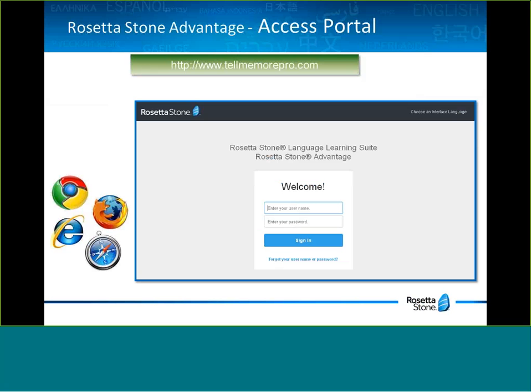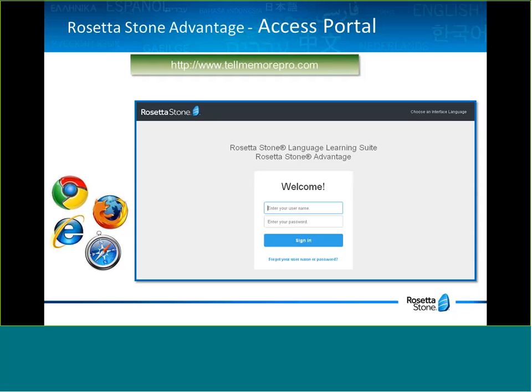When you were first registered with an account in Rosetta Stone Advantage, you received a registration confirmation email. This email contained information that you will want to review before starting the training with your new language. This website is accessible from any computer that has a high-speed internet connection and meets our system requirements. Your access portal looks like this screen here, and this is where you would enter your username and password and then click on Sign In.